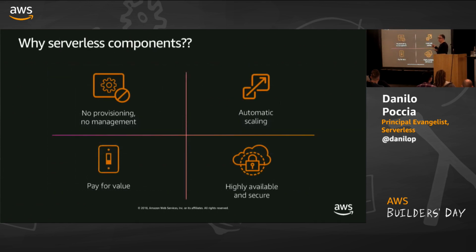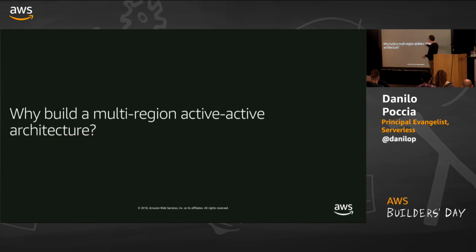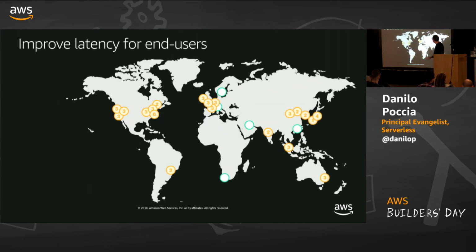And serverless, if you're still in this track, probably you understood that there are some advantages. I'm not spending time here, but there are lots of advantages. And why should you build maybe a multi-region architecture with serverless, and maybe build it active-active? Probably the most important reason to go multi-region is latency.